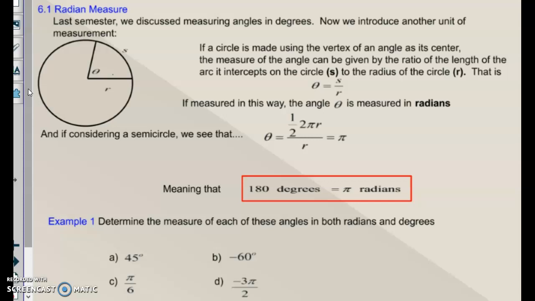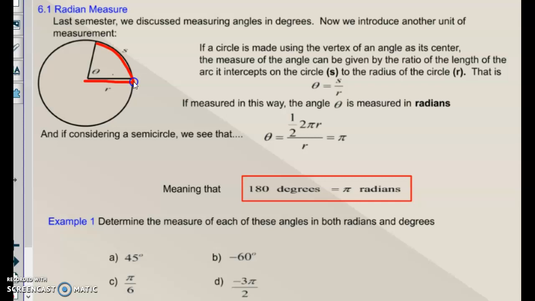A circle is made using the vertex of an angle as its center. The measure of an angle can be given by the ratio of the length of the arc, so this S value, and we could find that in degrees. That was just the degrees divided by 360 times 2 pi r. And we know that we can use that S and divide it by the radius, and that will give us our angle in radians. So if measured this way, the angle theta is measured in radians.